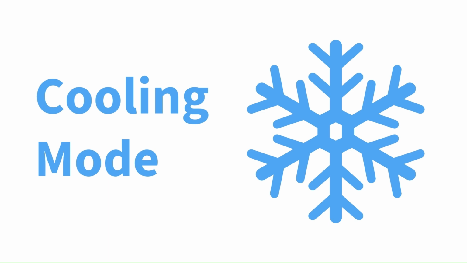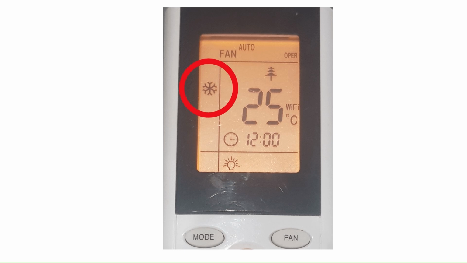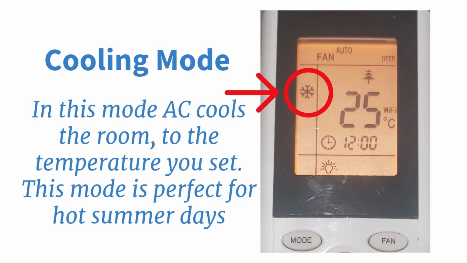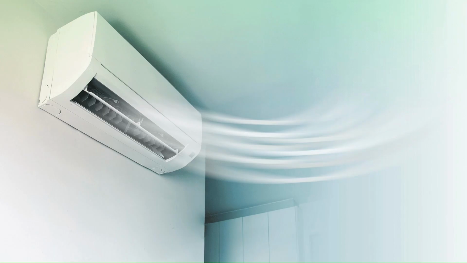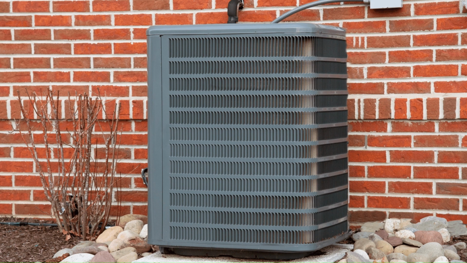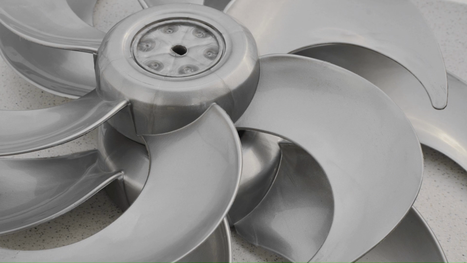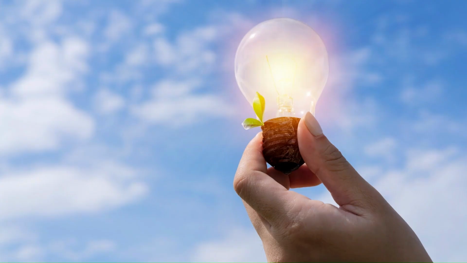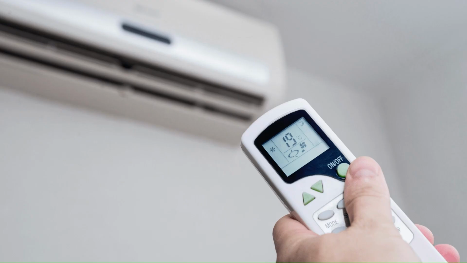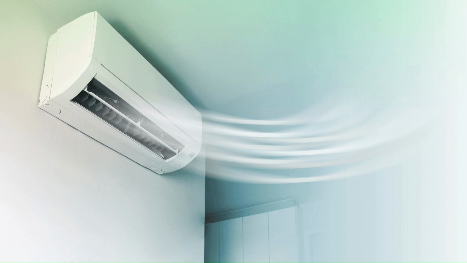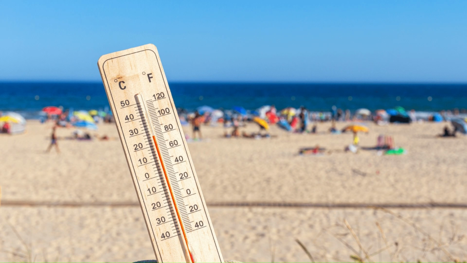Next mode is the cooling mode. This is usually shown as a snowflake symbol. When you select this mode, the AC cools the room to the temperature you set. When the AC sensor notices that the set temperature is reached, it turns off the compressor and only the fan keeps working. This mode uses the most energy of your air conditioner. The lower you set the temperature, the longer the compressor will run. This mode is perfect for hot summer days.